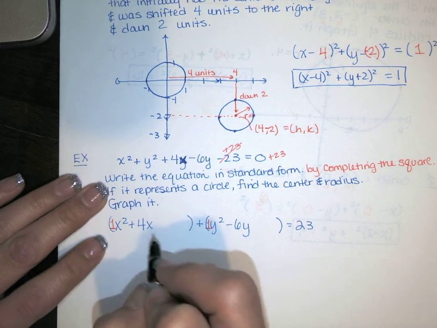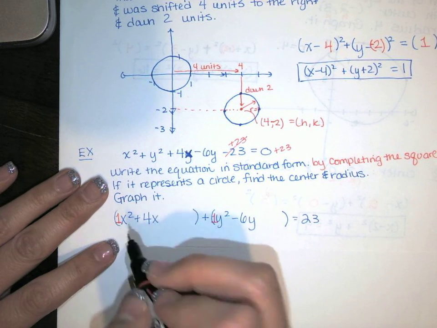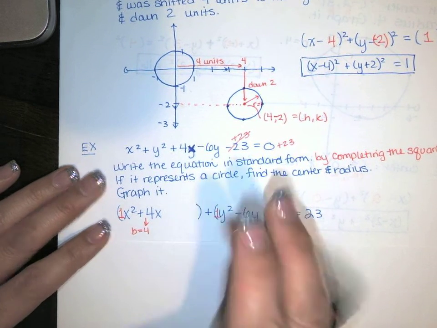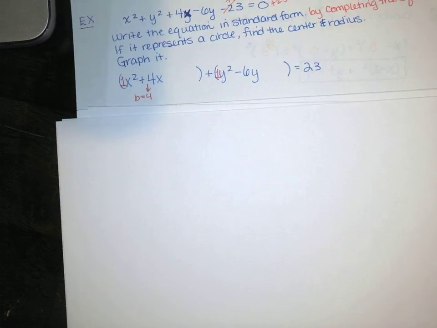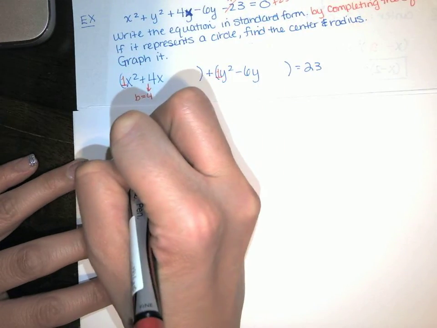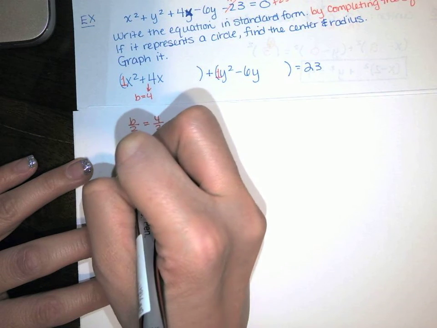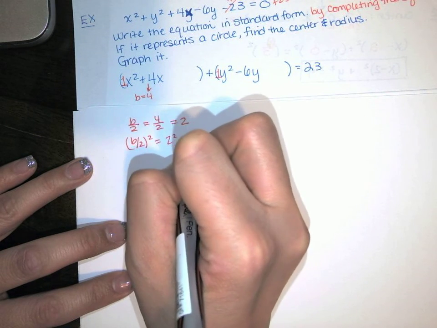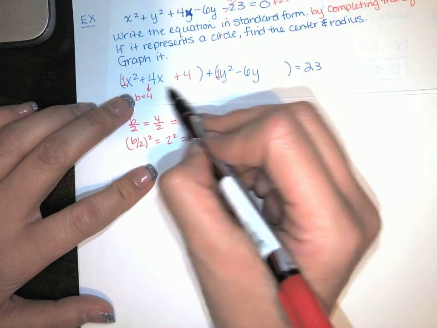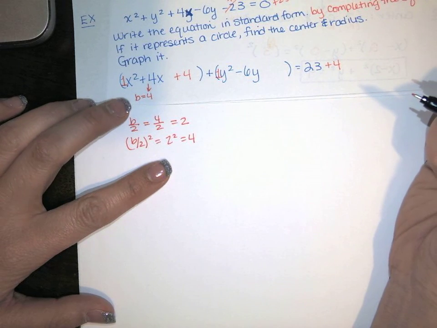In order to figure out what to add here to make this a perfect square, I identify b, that's the number in front of x, it's 4. You want to take half of that and square it. So half of 4 is 2, and 2 squared is 4. That's what you need to add to complete the square. Now we just added 4 to the left-hand side. In order to compensate, we need to make sure we add 4 to the right-hand side as well.